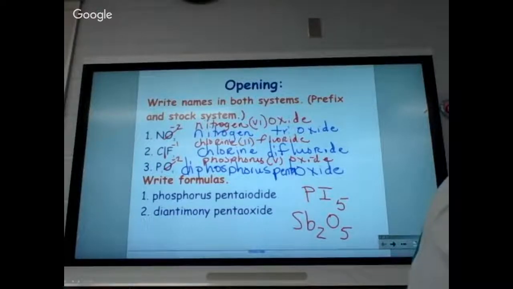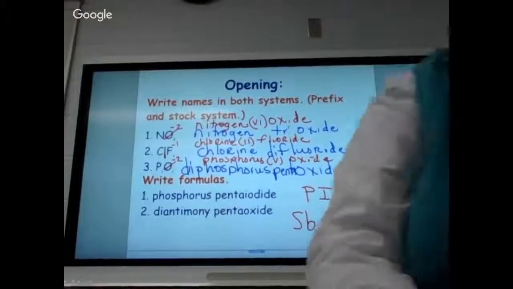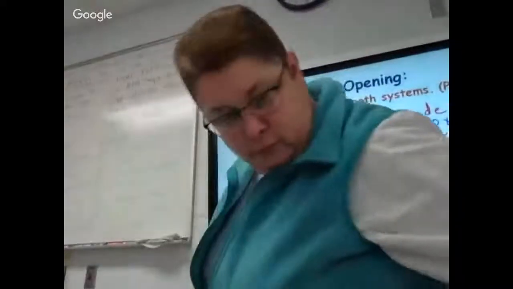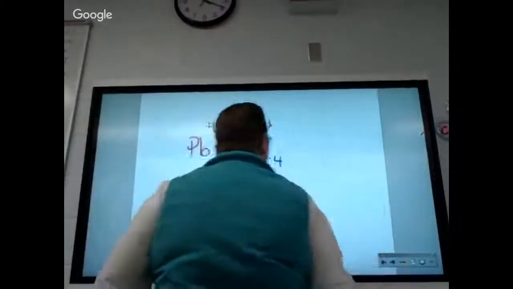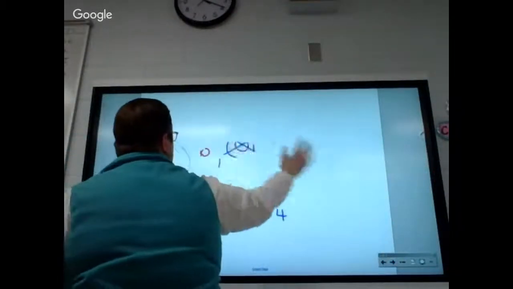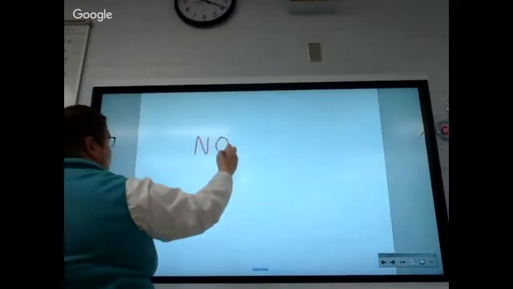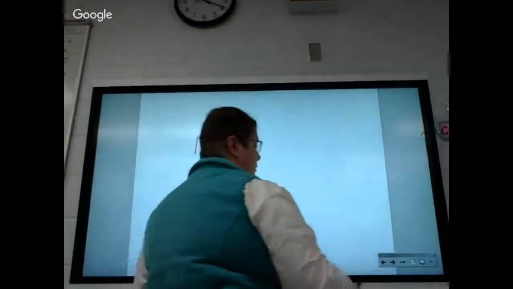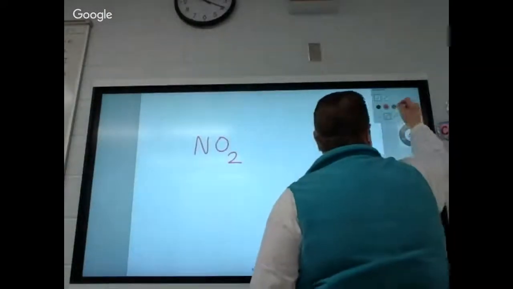The table is only there to tell you if you need a Roman number, if you're going to put it in, okay? It doesn't matter if the Roman number is on the table. For example, if you have one like NO2, all right, and I think I picked one that I know is not on the table.